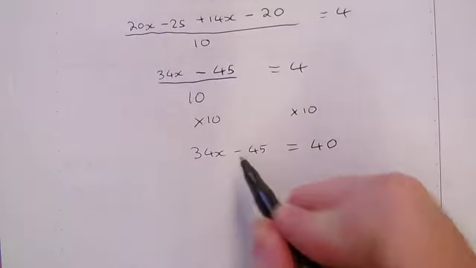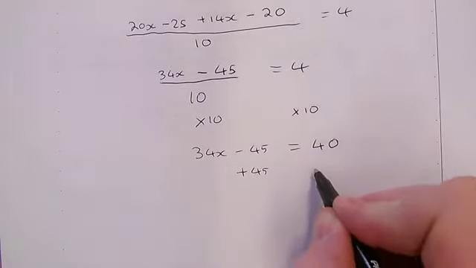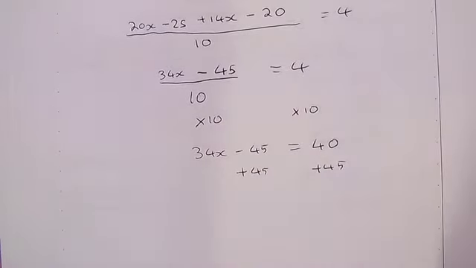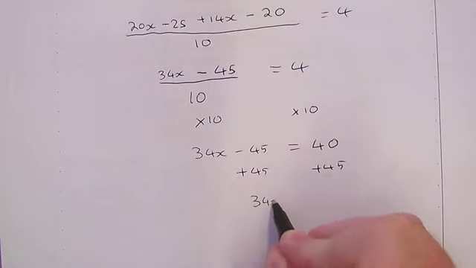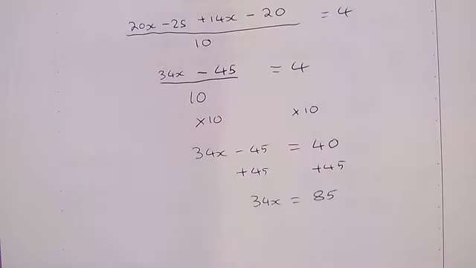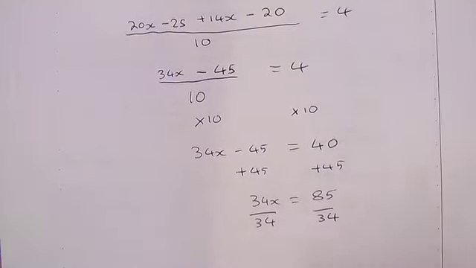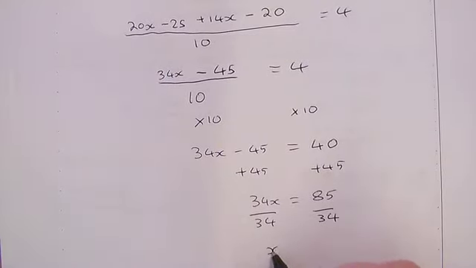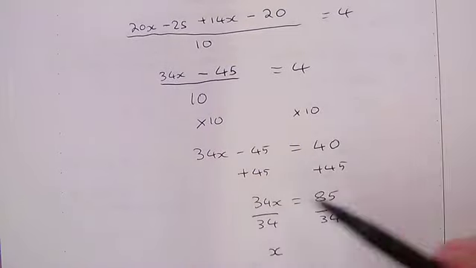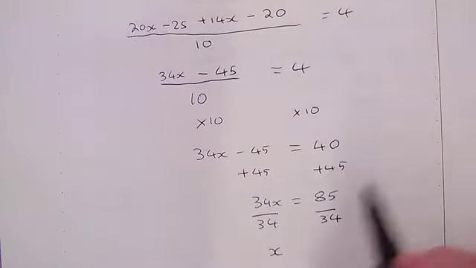Again, same as before, we're going to get rid of the minus 45. So we add it, and we add it. So we end up with 34x on its own equals 85. And these look like big numbers, but remember it's a calculator paper, so don't worry. And the next bit then, we're dividing by 34 on both sides. So they will cancel out, and we divided by 34 because that was 34 times x. So we had times 34, so to get rid of it, we divide by 34.